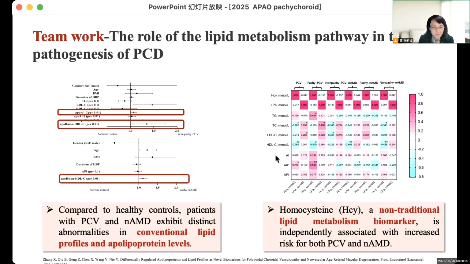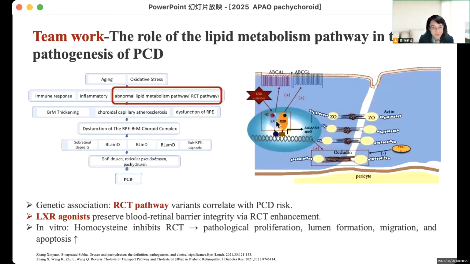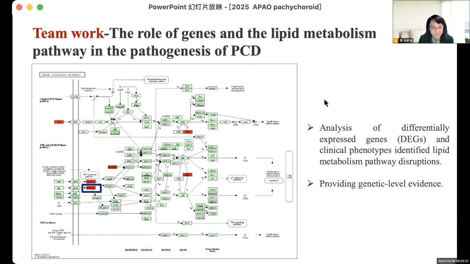Furthermore, we identified the role of dyslipidemia in the pathogenesis of pachychoroidal diseases, identifying some new biomarkers, including the ratio of LDL-C to HDL-C, as well as HCY, which are differentially regulated in PCV and neovascular AMD. We also identified the RCT pathway and the LXR agonists that contribute to the pathogenesis of pachychoroidal diseases.